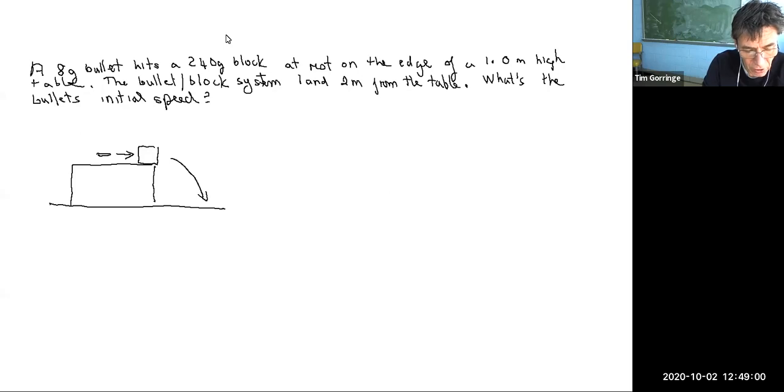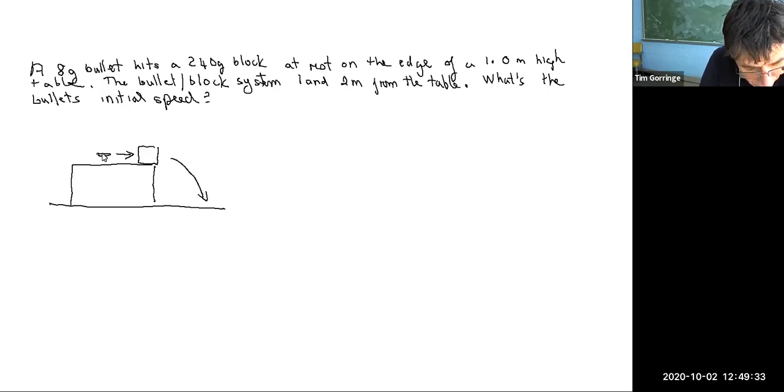So we're told that a bullet strikes a block that is resting on the edge of a tabletop. And the bullet and the block stick together, and the bullet-block system falls off the tabletop and hits the ground a certain distance from the tabletop. And so I pictured that in this little sketch I made here.